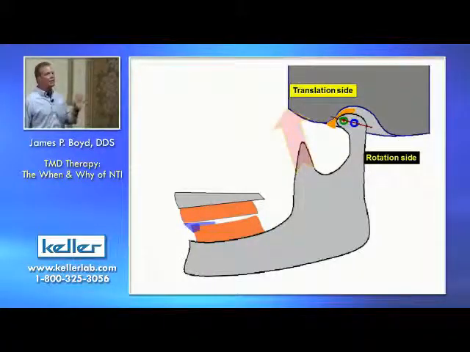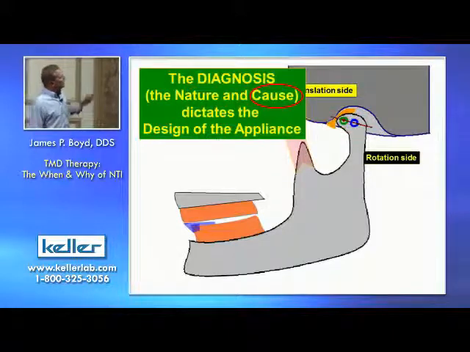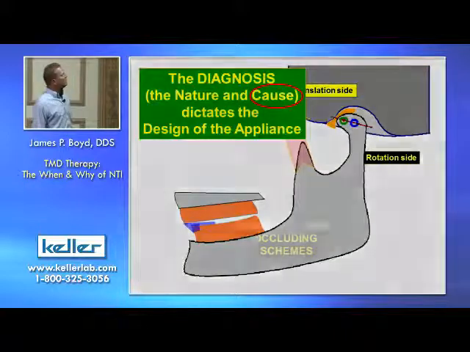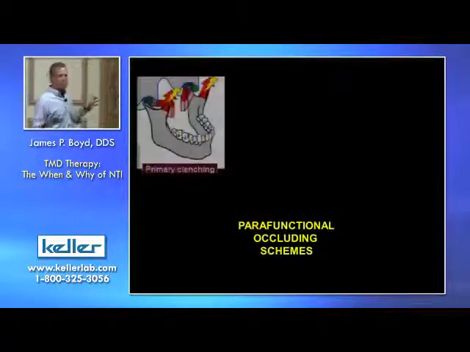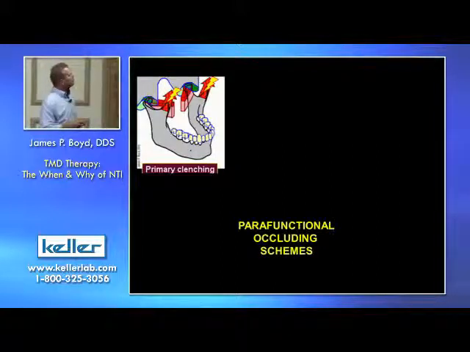So we're sort of getting into splint design now. Let's look at what is causing that activity. And it's this parafunction and these occluding schemes that occur that allows these signs and symptoms to happen.